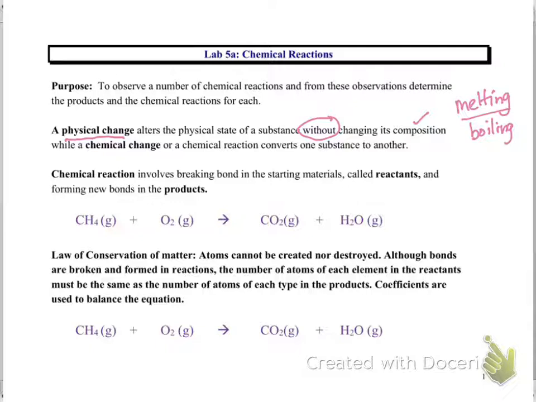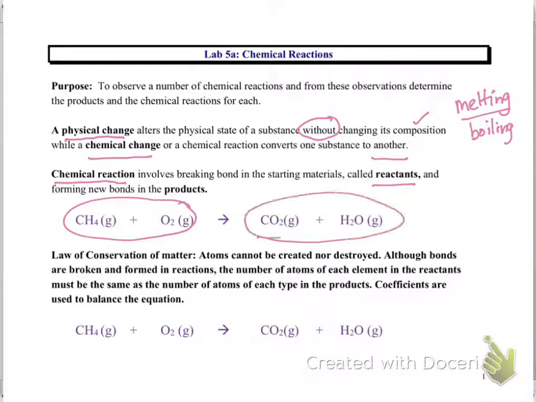On the other hand, when we talk about a chemical change, you start with one substance and you convert that to another. So if you're starting with water and you still have water at the end, that is not a chemical change. Chemical reactions are ways to represent a chemical change. They involve breaking of the bonds in the starting materials, called reactants. These are my reactants, and forming new bonds in the products.